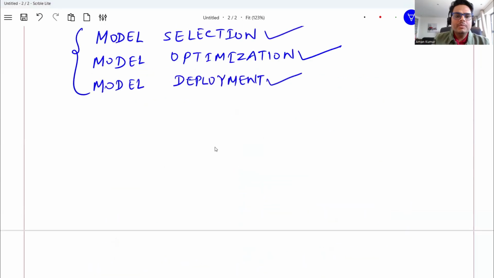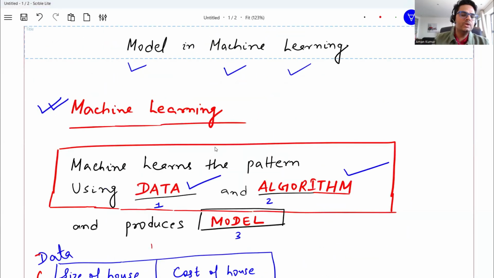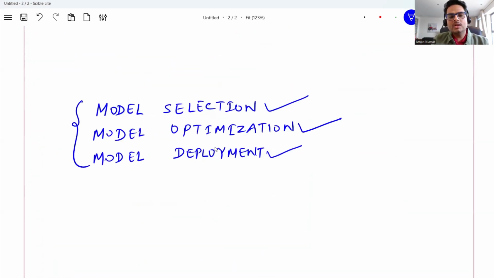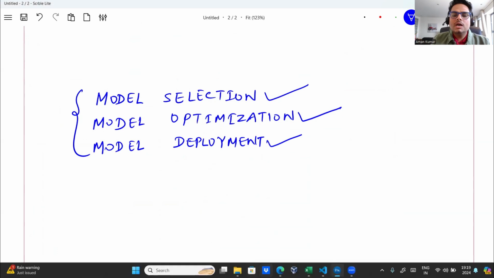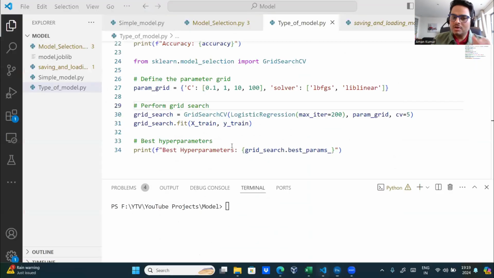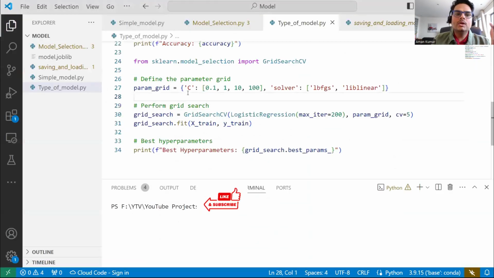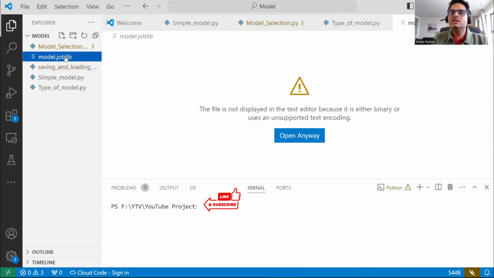Meanwhile, the topics that we have learned today are very simple but important things. What is machine learning? What is a model in machine learning? What is meant by model selection, model optimization? What is meant by model deployment? How different types of models can be used, and what are the scenarios in which a model can be dumped, can be reused, and things like that.